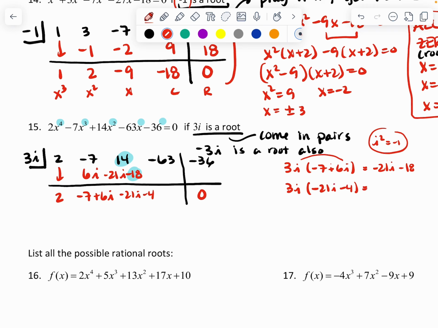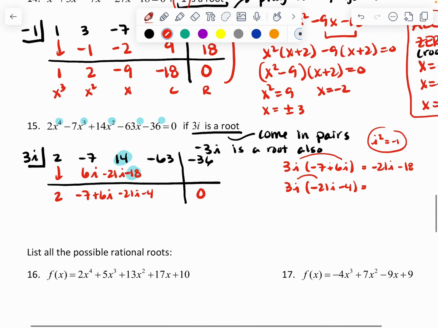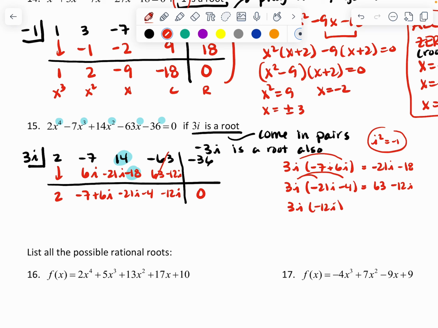So this right here is -63i squared, which is positive 63. And then 3i times -4 is -12i. So I have a 63 minus 12i. Kind of nice because these canceled, so I'm just left with a -12i. And then here I have 3i times -12i, which is -36i squared, or just positive 36, which gives me that 0.